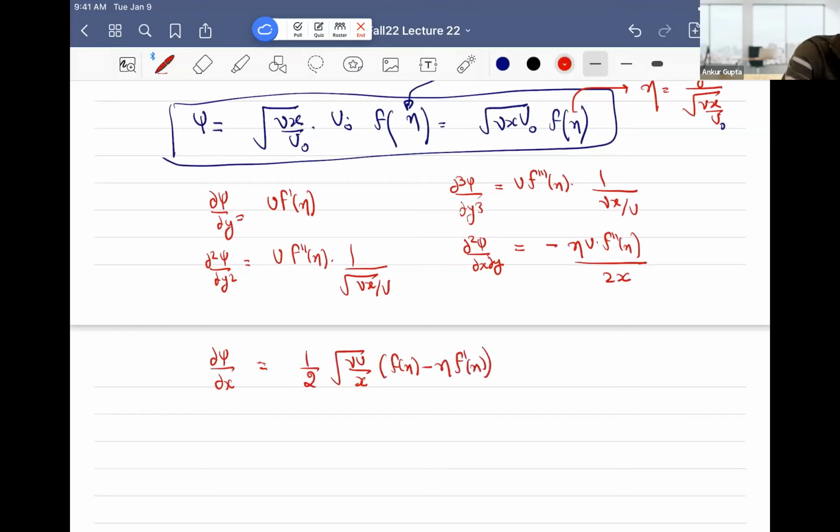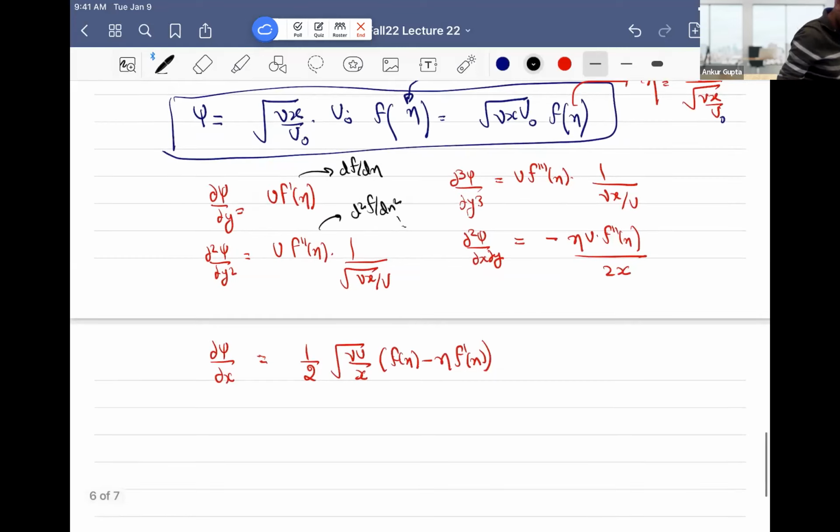And I hope all of you are familiar with this. F prime means df by d eta. F double prime is d squared f by d eta squared and so on. Yes, please. Yeah, sorry, my mistake. It's all u naught. Thank you. I apologize, I just forgot to correct. Yes, it's all u naught everywhere.